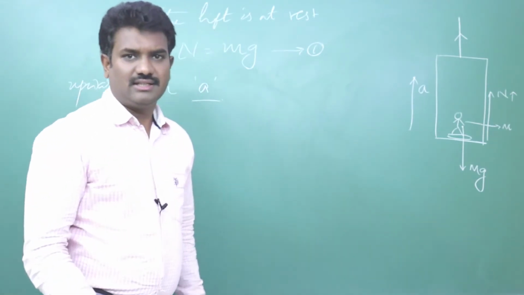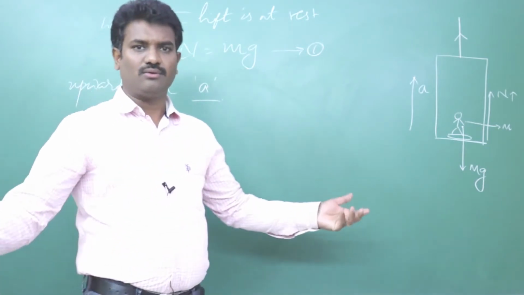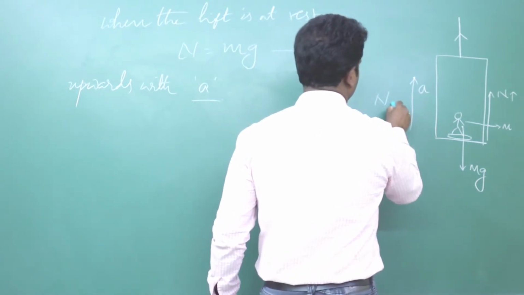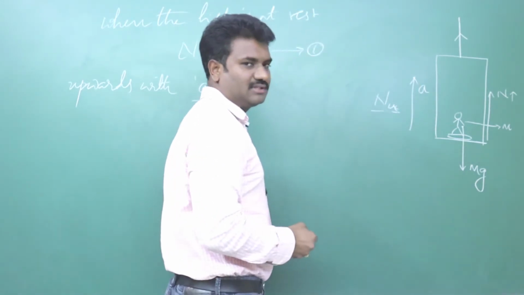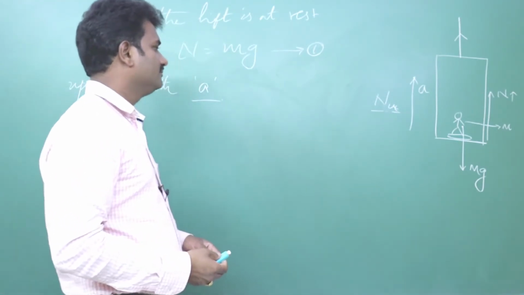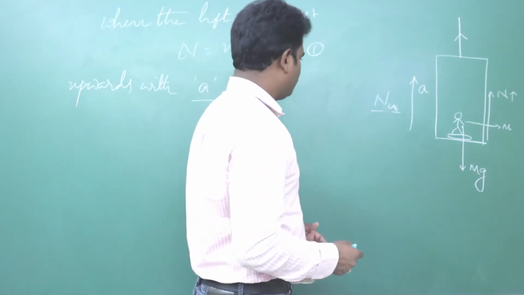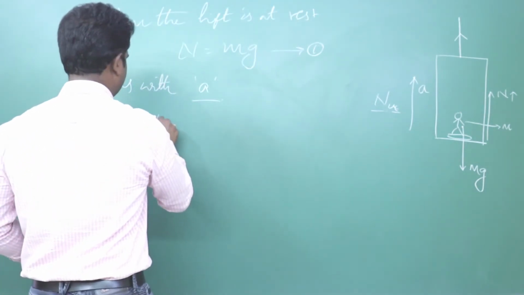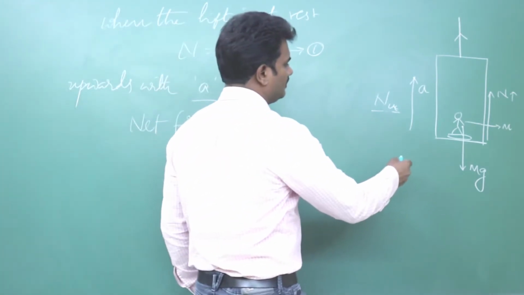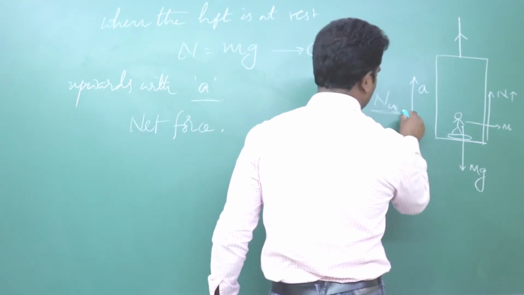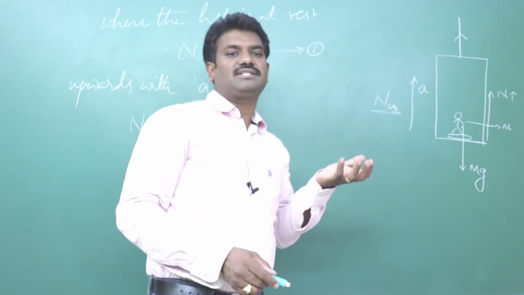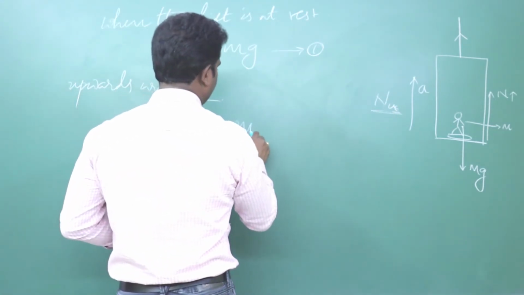Then do you think that the normal reaction is the same as before? Maybe yes or no. Let us see. Assume that the normal reaction is N_u, u standing for upwards, when the lift is moving in the upward direction. So in this case, what is the net force acting on the person? See here, N_u is acting in the upward direction, mg is acting in the downward direction, but still he is moving upwards with an acceleration a. That's why the net force is equal to m into a.